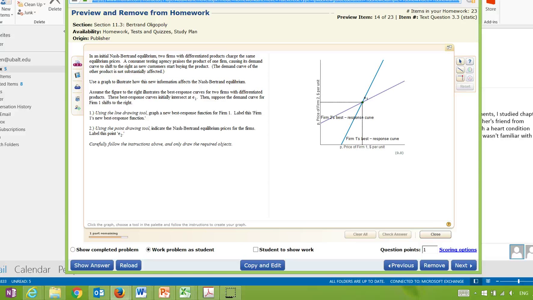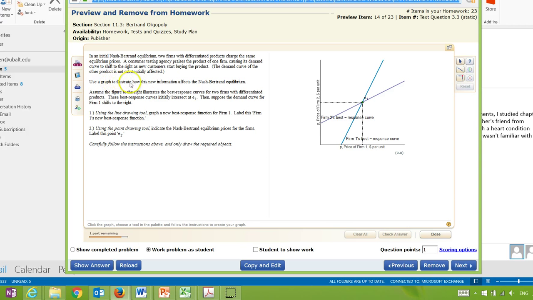This is question number 14 of homework 12 for chapter 11. In an initial Nash-Bertrand equilibrium, two firms with differentiated products charge the same equilibrium prices. A consumer testing agency praises the product of one firm, causing its demand curve to shift to the right as new customers start buying the product. The demand curve of the other product is not substantially affected.